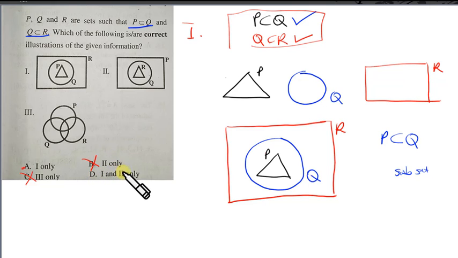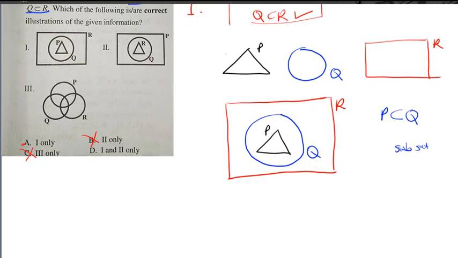Now let's check the second one. Is II also correct? Look at II here. Now in II, we are seeing R. R is now a triangle, of course, but the shapes are not important. What is important is the set. We see R inside Q. So let us see if that is true.